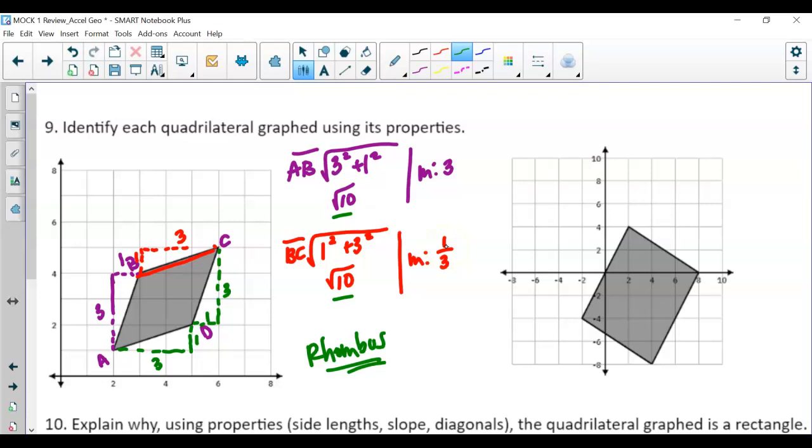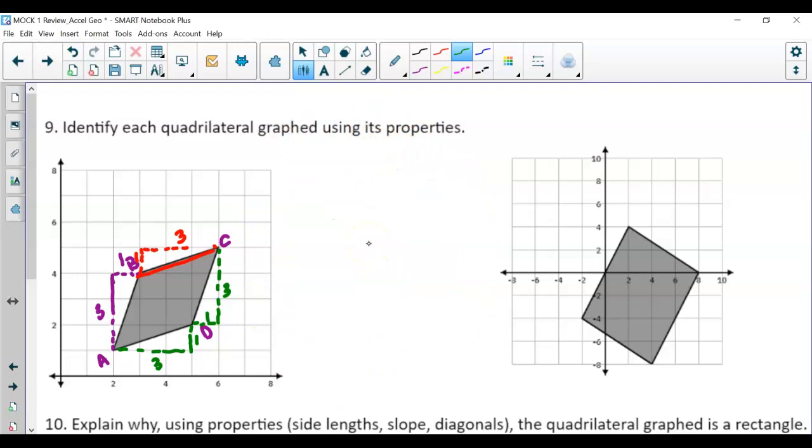So then here in the other number 9, I'm going to go ahead and erase this so I can do the next figure. Same thing, A, B, C, and D. We'll start with AB, and AB, rise and run.